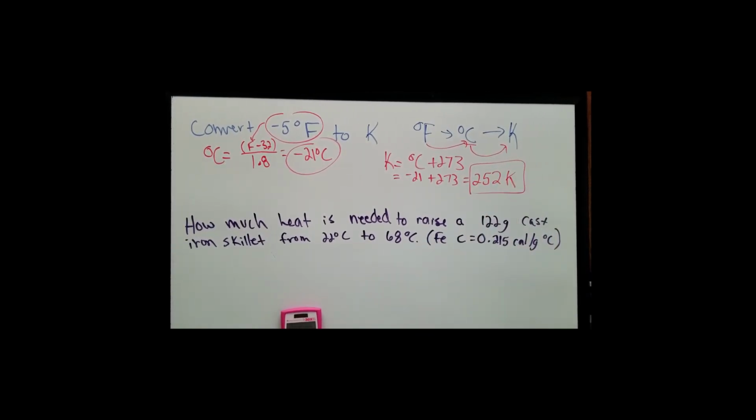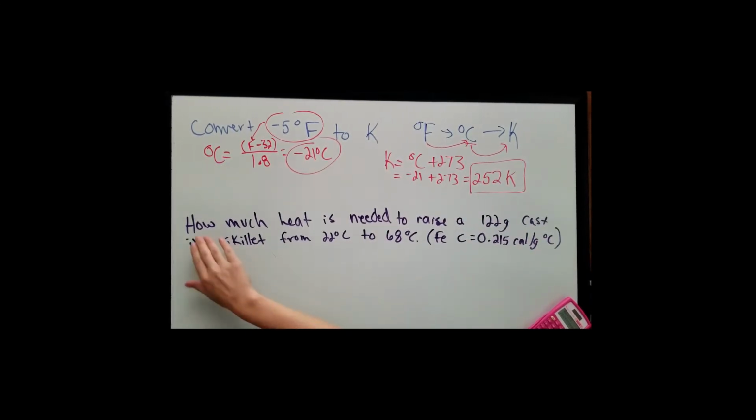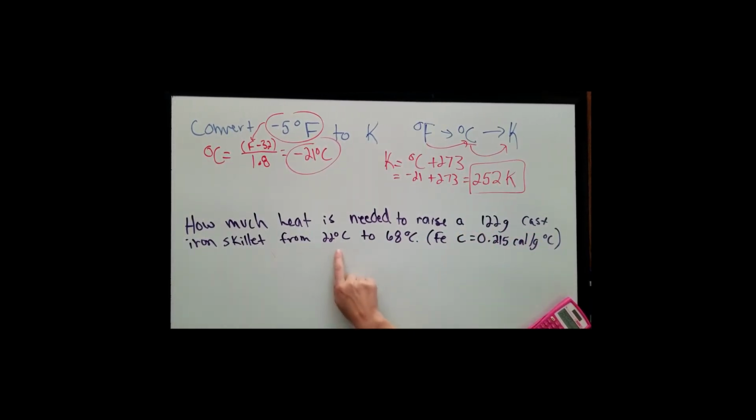All right, so you also need to know how to use the heat equation. So the heat equation is that Q. Q stands for heat. With this type of problem, you have several pieces of information, as you can see here. So the question I have is how much heat is needed to raise a 122 gram cast iron skillet from 22 degrees Celsius up to 68 degrees Celsius. Okay, so in Celsius, 22 degrees, that's room temperature, essentially. So you're putting it on the stove and you're heating it up.